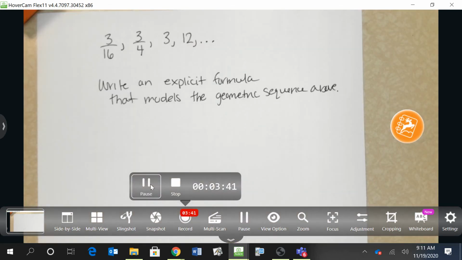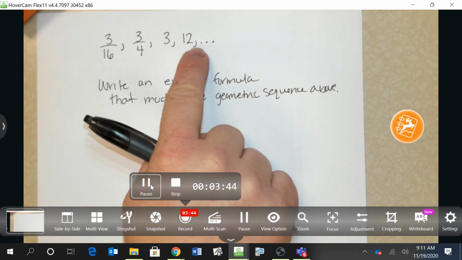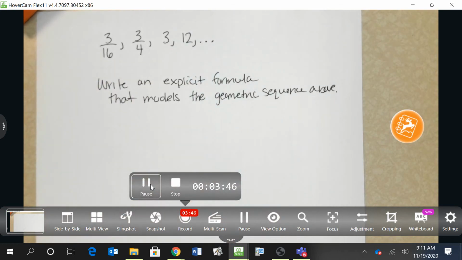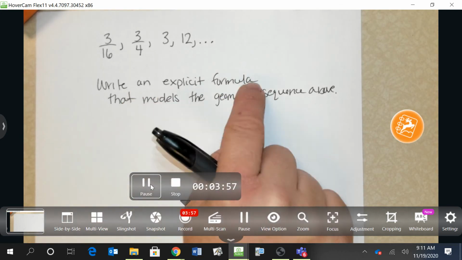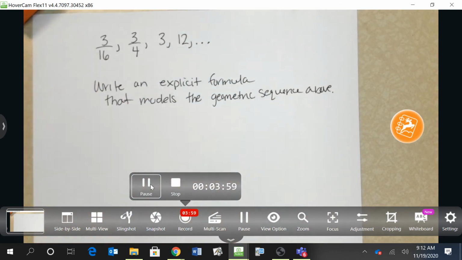The second question provides us with a list of numbers, and it says write an explicit formula that models the geometric sequence above. So it's already sharing with us, yes, this is geometric, and they want us to come up with a formula. Really, this is a complicated way of saying come up with an equation that's going to model this. So what do we need to know?